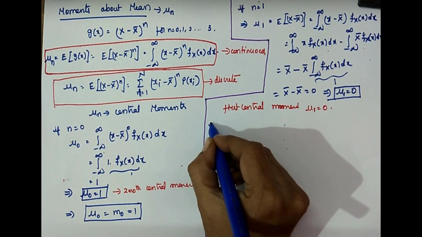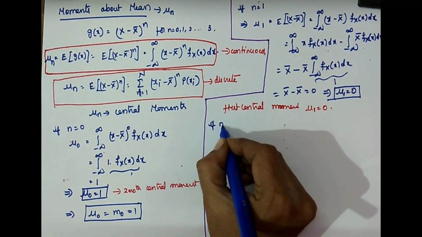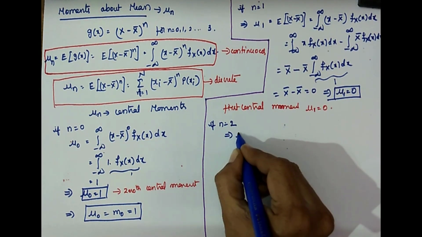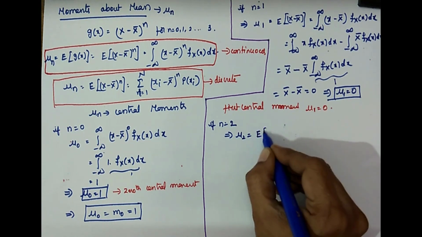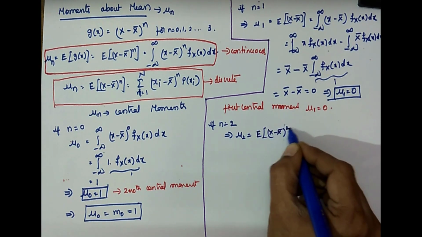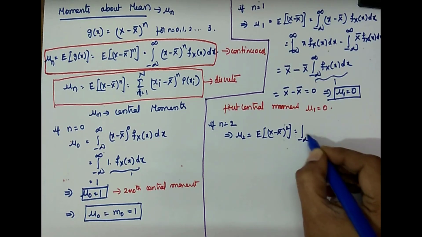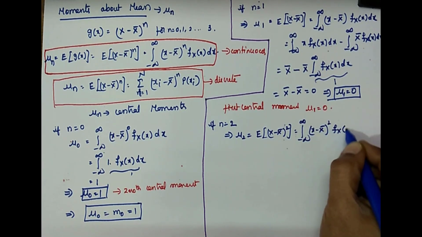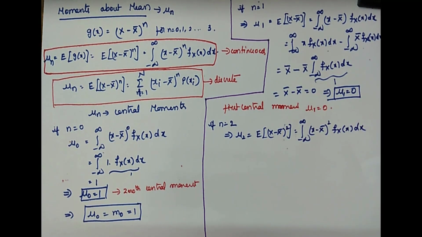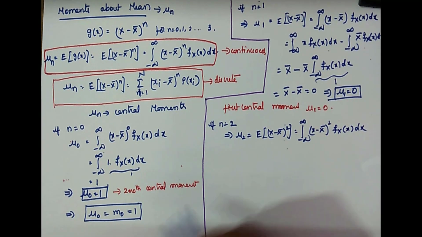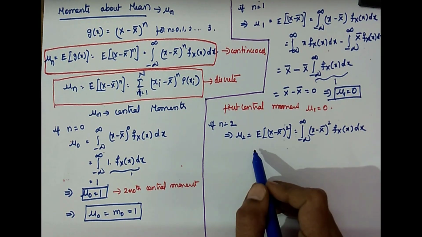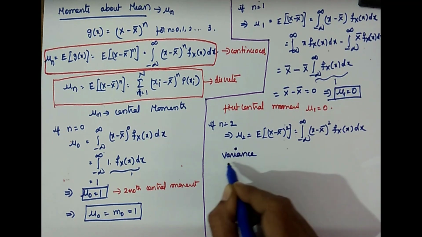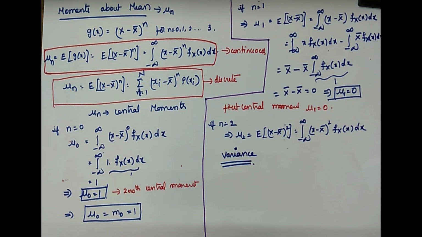Then, if n is equal to 2, it implies mu 2, that is E of (x minus x bar) whole square, the integral from minus infinity to infinity of (x minus x bar) whole square into fX of x dx. Okay, this second central moment is called variance. Very important topic, variance.